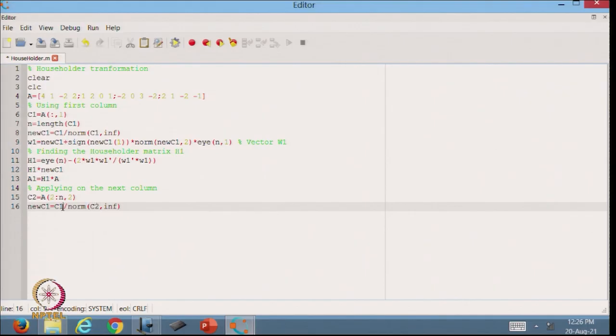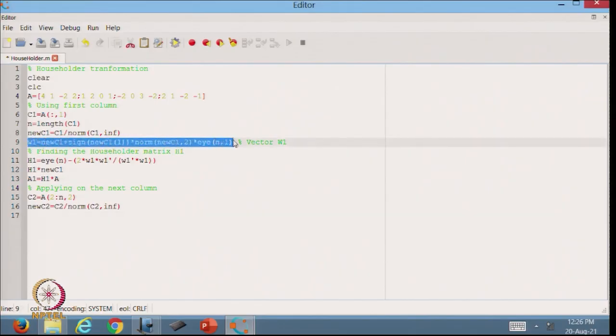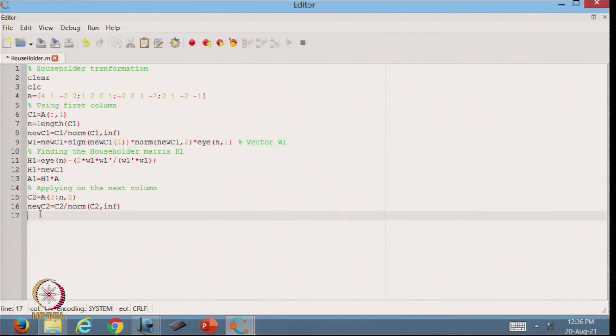Okay. This is my C2 and this is my new C2. So, I have found from here this value, taking the infinity norm, meaning the maximum of C2, and then divided by this. So, I got this value. Next one. So, I need to find now W1. So, I will also copy this, control C, and put it here. So, now this is my W2 I am going to define.